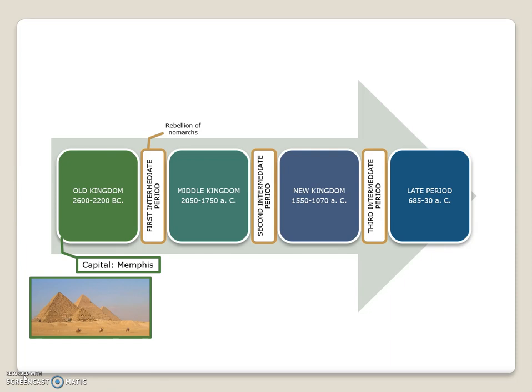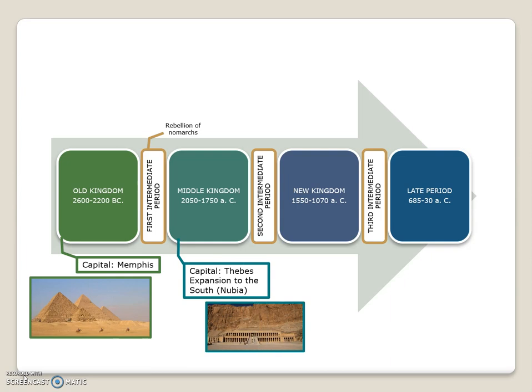Some of the nomarchs started a war against the pharaoh to get independence, and during this first intermediate period we see chaos and several independent nomarchs ruling at the same time as the pharaohs. But this first intermediate period ended when the country was unified again by the Egyptian pharaohs, and the Middle Kingdom started.